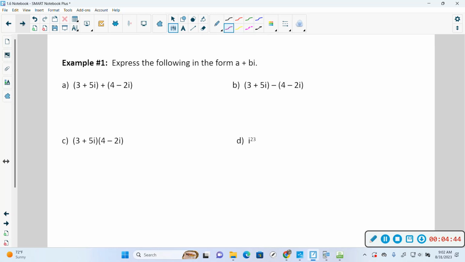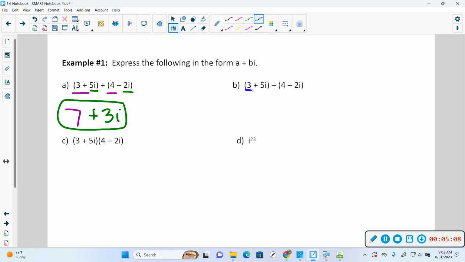Okay, so first I'm going to do the real parts together. 3 plus 4. Then I'm going to do, of course, the imaginaries. 5i plus -2i. 5 plus -2. We're going to make sure I have it in the correct order, real plus imaginary, and we're done. Love this stuff.